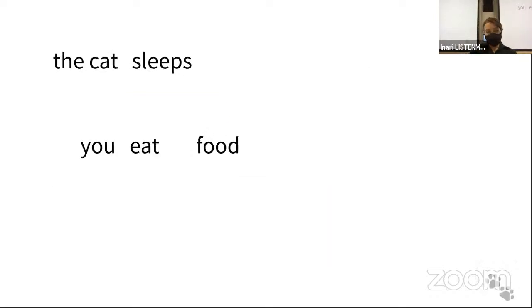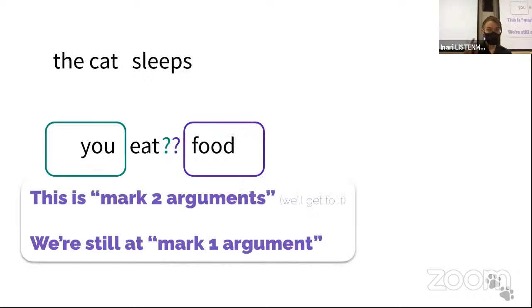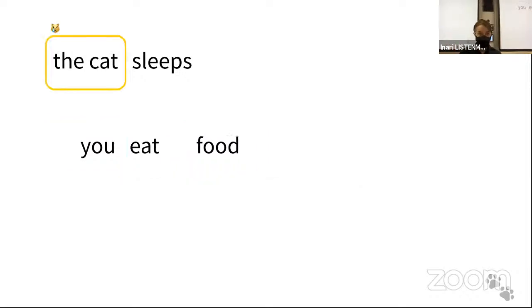So we're still in the mark 1 argument section. Again, in a transitive, we can mark the agent like this: the verb agrees with it, you eat food. Or we can mark the object: you eats food, it eats because of food. So the object is marked in the verb form. And again, we're not marking both, we're coming to this later.